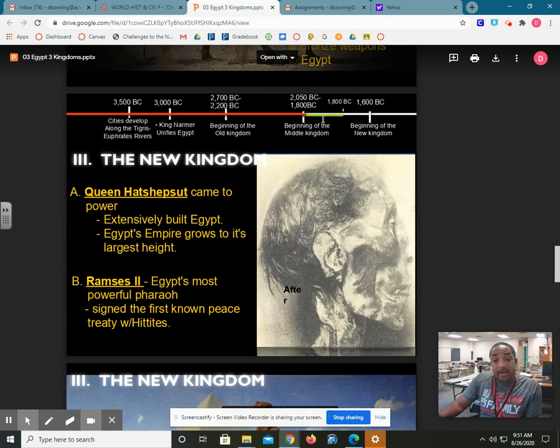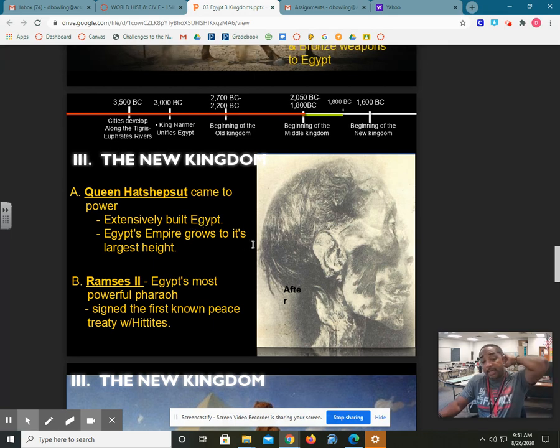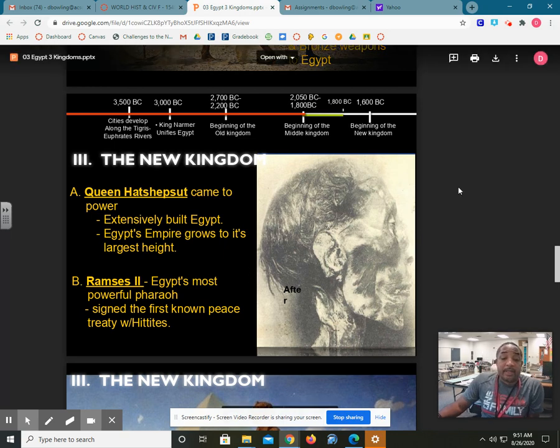In the green right here, this is showing the Middle Kingdom, 2050 BC to 1800 BC. Queen Hatshepsut came to power and extensively built Egypt to its largest height. And then Ramses II, Egypt's most powerful pharaoh, signed the first known peace treaty.